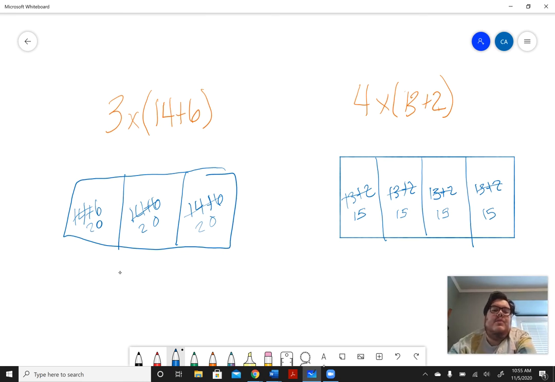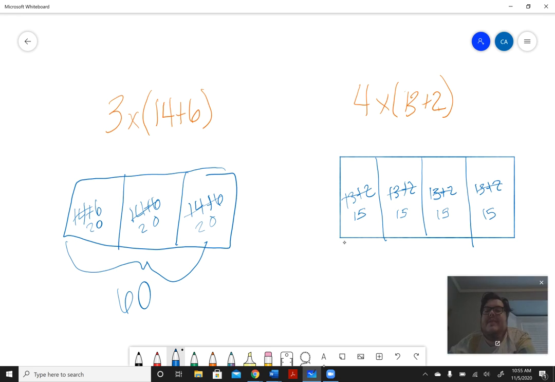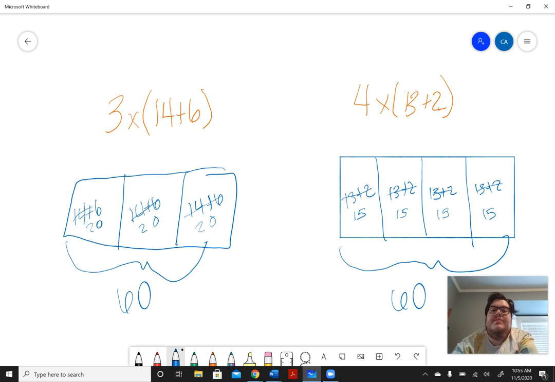20 plus 20 plus 20 is equal to 60. 15 plus 15 plus 15 plus 15 is also equal to 60. So if we were to compare these two expressions, we would say that 3 times the sum of 14 and 6 is equal to 4 times the sum of 13 plus 2.